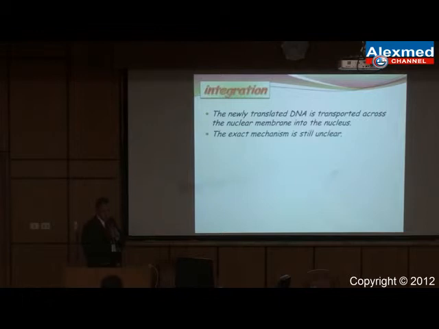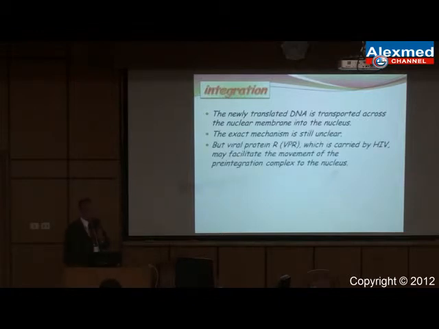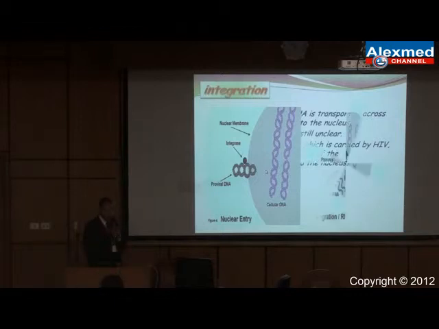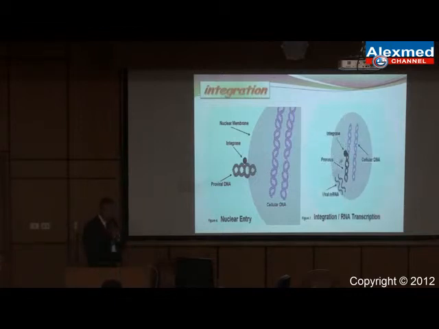Integration. When the virus has changed from an RNA genome into a DNA genome, we must put it into the nucleus, which is responsible for the most important instructions in our body. When integration occurs, the viral genome must be transported into the nucleus. The mechanism is still unclear, but some theories suggest that a viral protein carried by the HIV genome makes the genome able to bridge the nucleus and enter it. Once it enters, it is integrated into the host cell DNA as if it were a normal member.